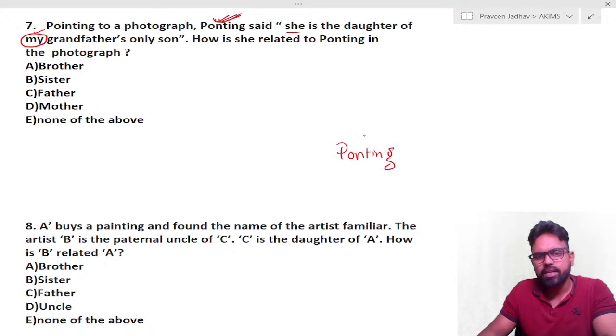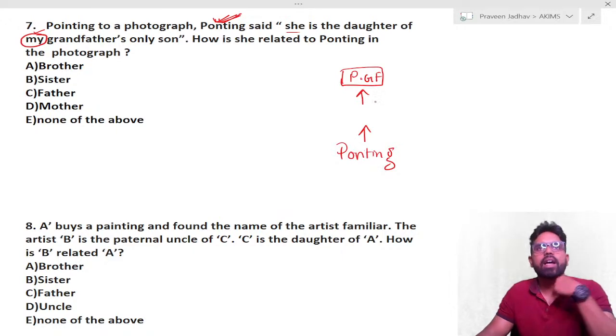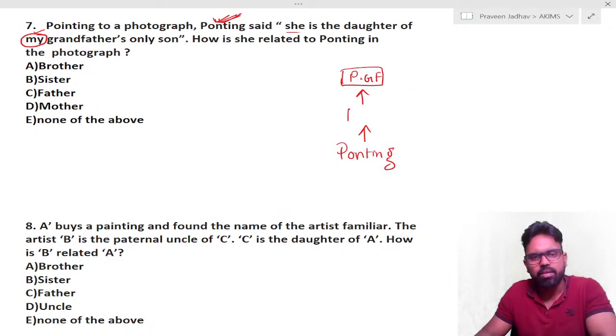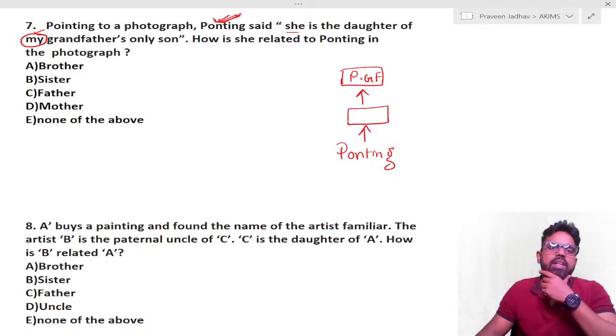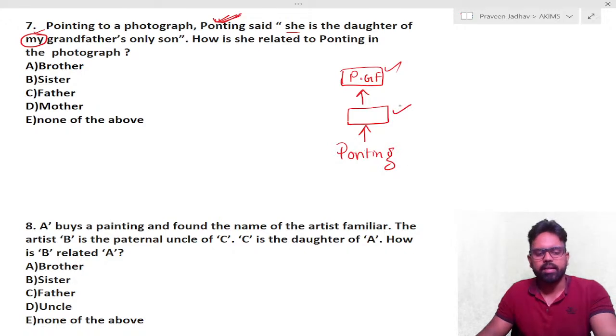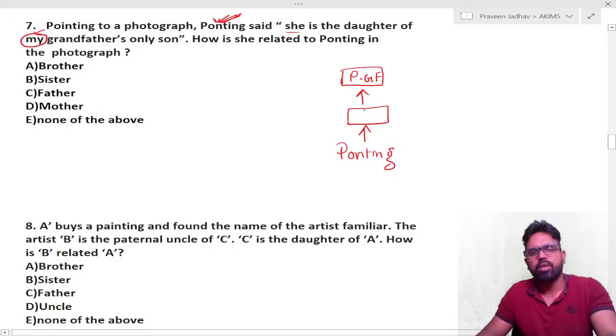Ponting's grandfather means it should be two generations above. This will be the father here, and this will be the grandfather, right? This will be Ponting's grandfather. My grandfather's only son, meaning who is he? He will be my father. Ponting's grandfather's only son, this guy will be who? Ponting's father, right? Yes or no?